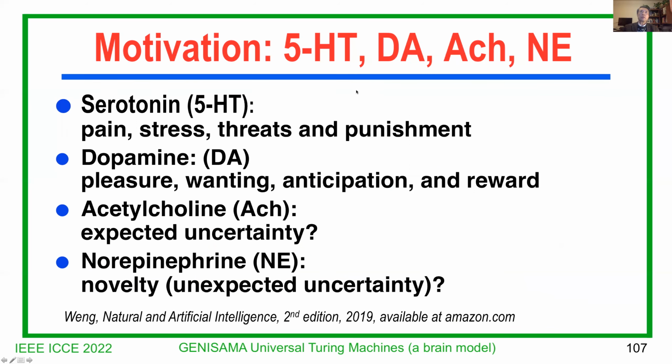So motivation: you have neurotransmitters in addition to AMPA, glutamate signal transmitters, or GABA, which is inhibitory connection transmitters. Then you have another 4 types in addition to the basic 2 types: 5-HT, DA, SH, and NE.